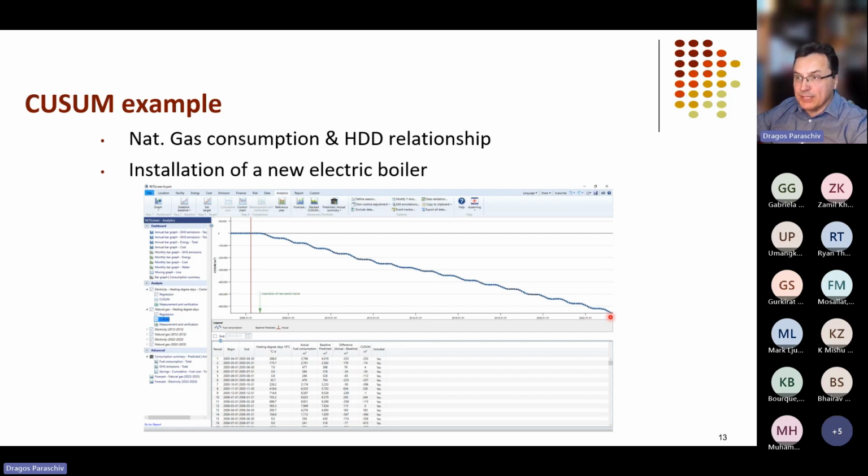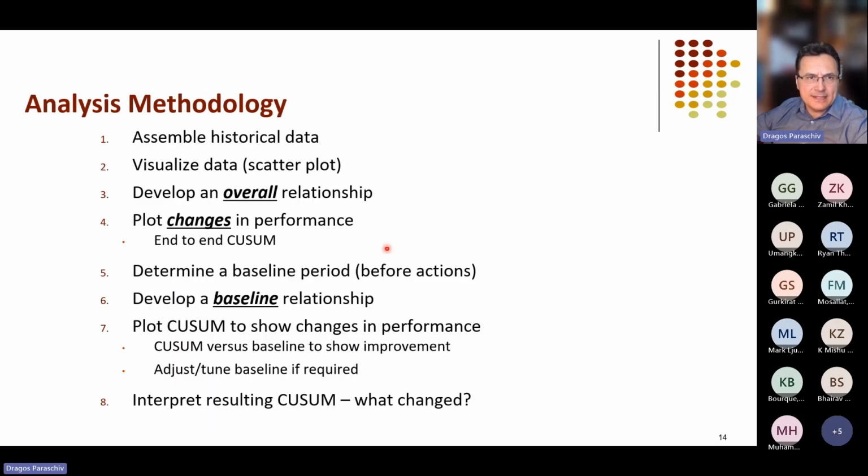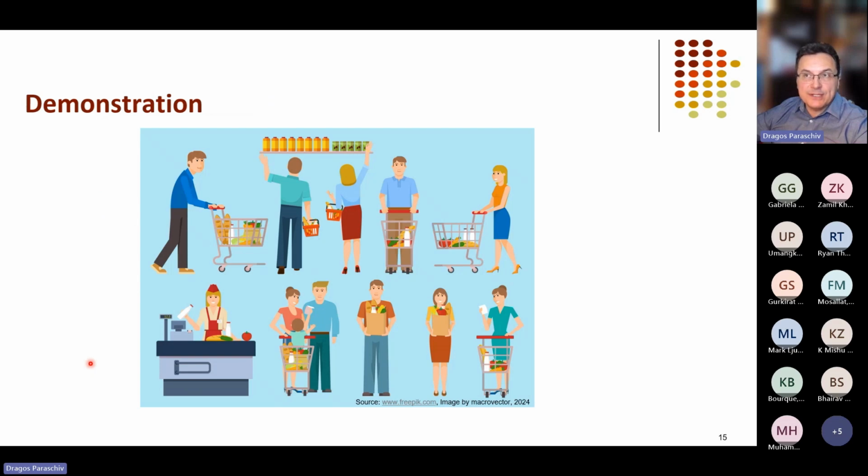So this project would show basically that we keep the performance that we intended for the project. And to summarize this, here we have a process that basically starts from analyzing the data and ends up with the analysis that is based on findings from the regression analysis and the cumulative sum that will allow us to identify changes. So that being said, we are now at a point where we are going to do our first demonstration.